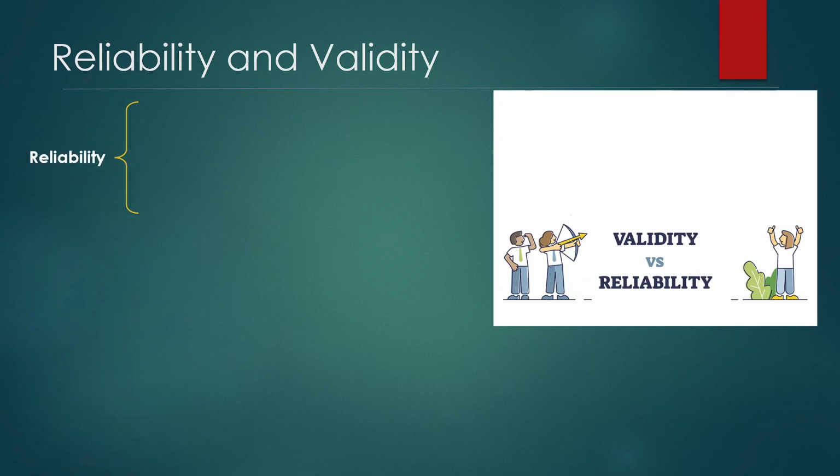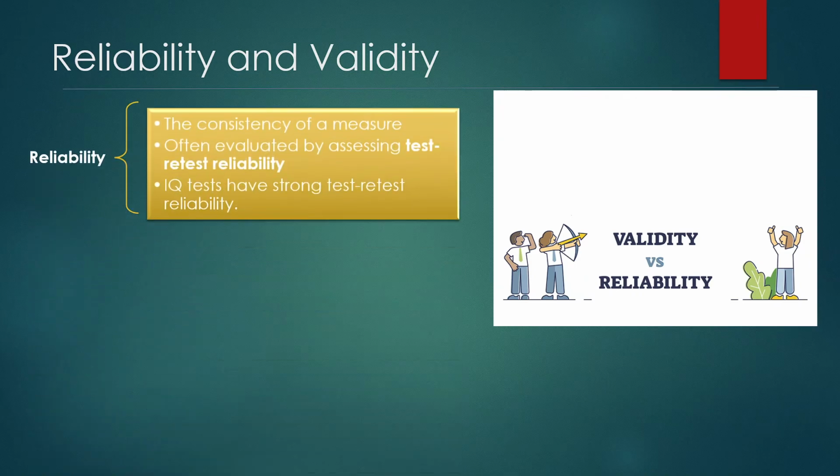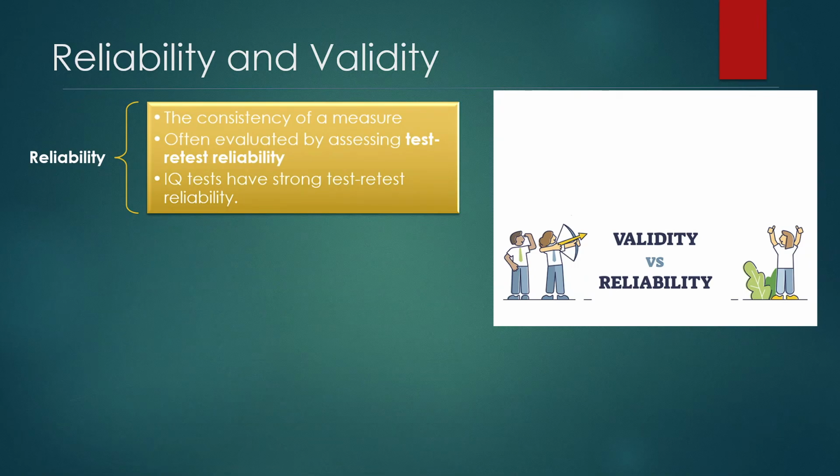So step 1 is reliability. We can define reliability as the consistency of a measure. There are lots of different ways that we can assess reliability, but the most common way is what we call test-retest reliability. And it's exactly what it sounds like. We administer the test to an individual, and then sometime later we test them again. And we look to see whether those 2 scores are the same. That's the consistency of the measure.